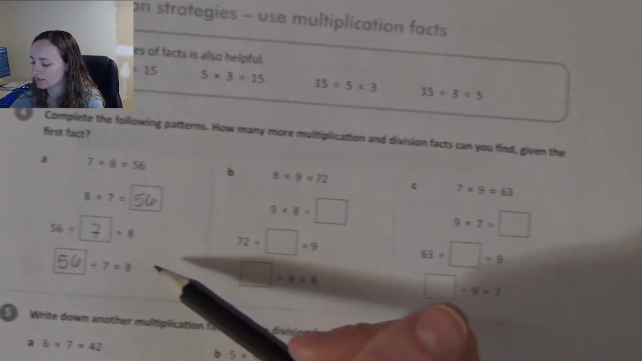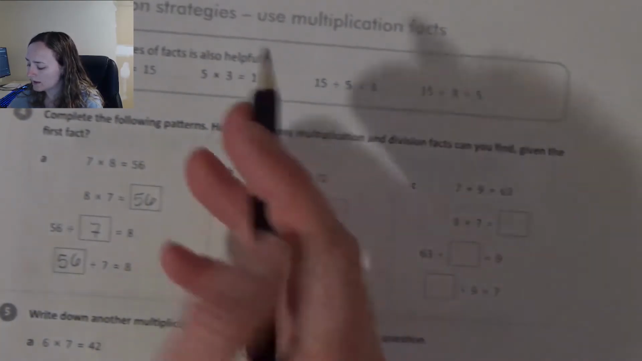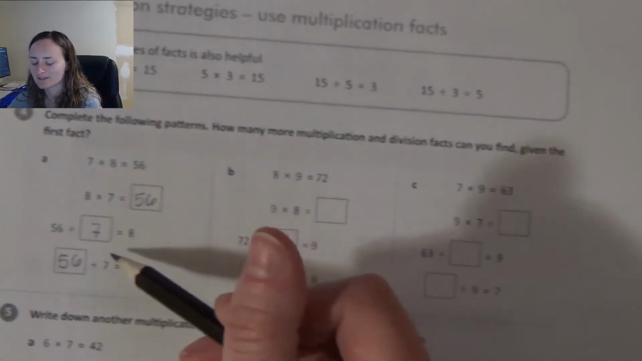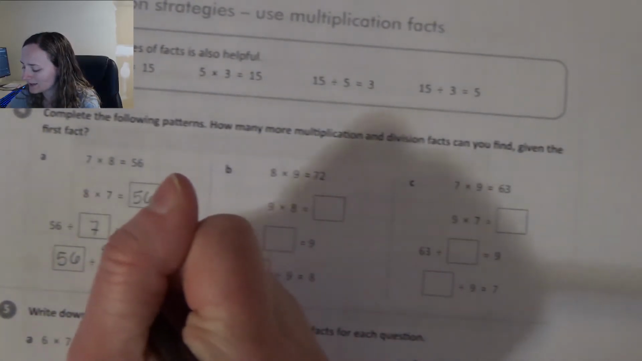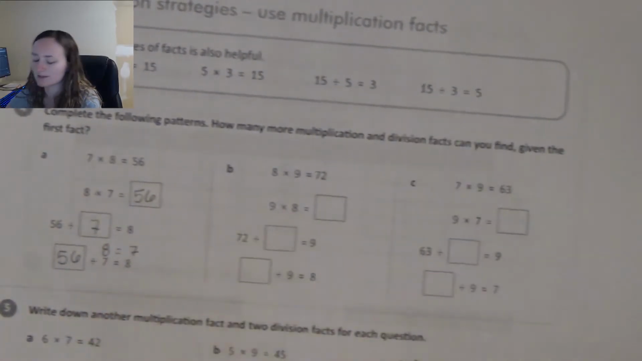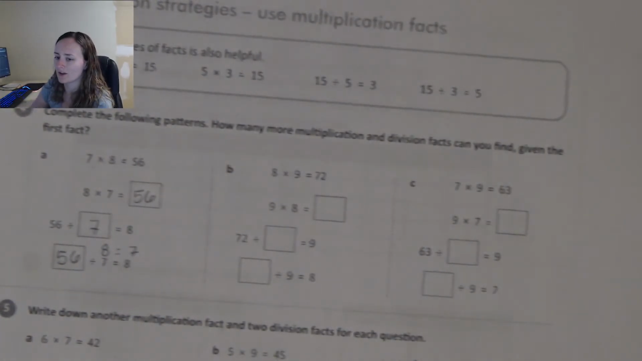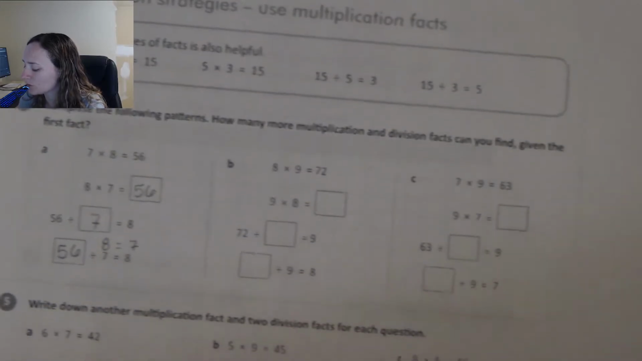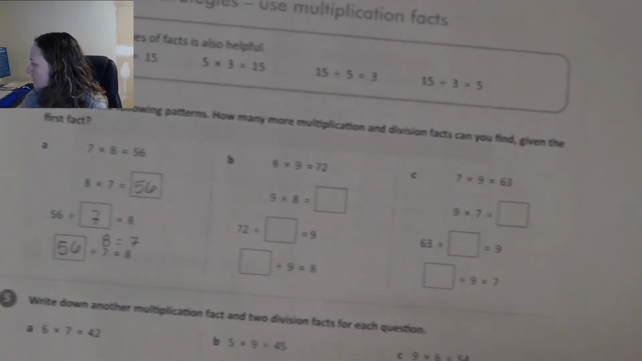And 56 divided by 7 is also 8. Interesting. I believe that one is meant to be 56 divided by 8 equals 7, which would actually make that a fact family. So you can go on for B and C and work those out on your own.